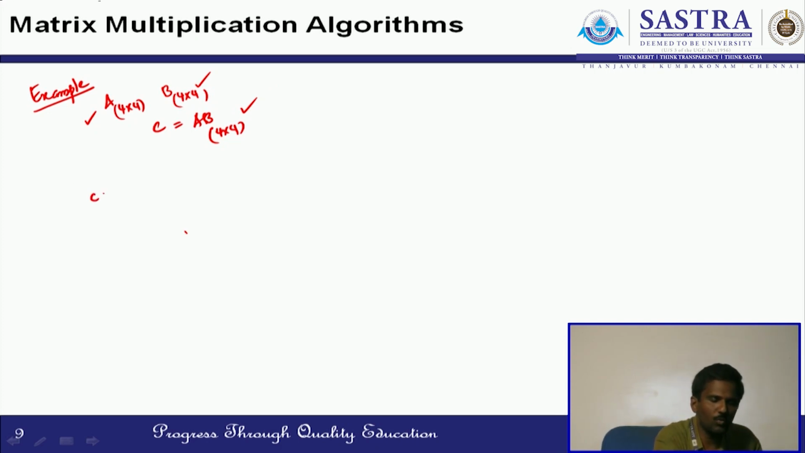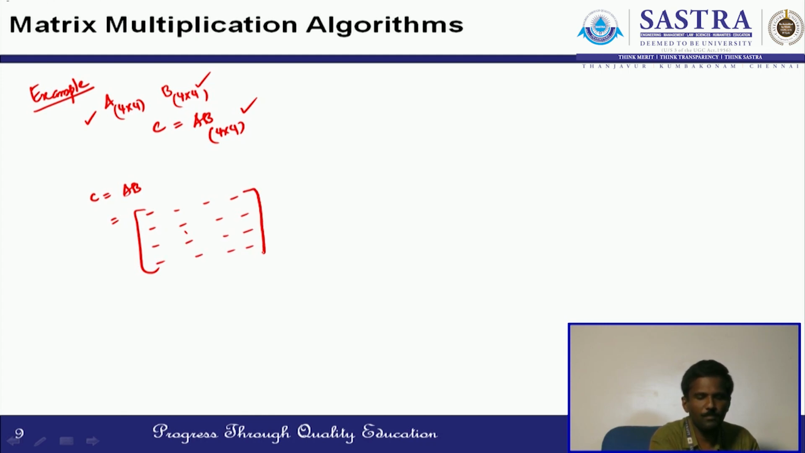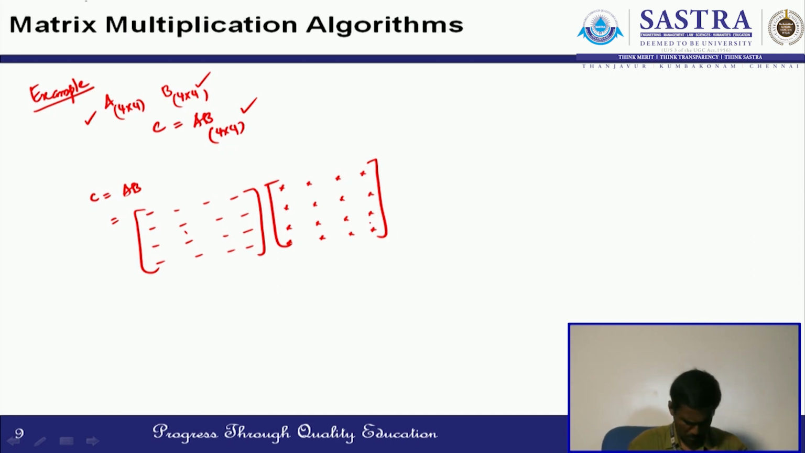Since C is equal to AB, just consider matrix A takes a 4 by 4 element structure. I write just hyphens to indicate the elements. This is matrix A. This is matrix B. For example, here the elements are represented like this. Third row, then a fourth row. Clearly matrix A is of 4 by 4 order. B is also of order 4 by 4.